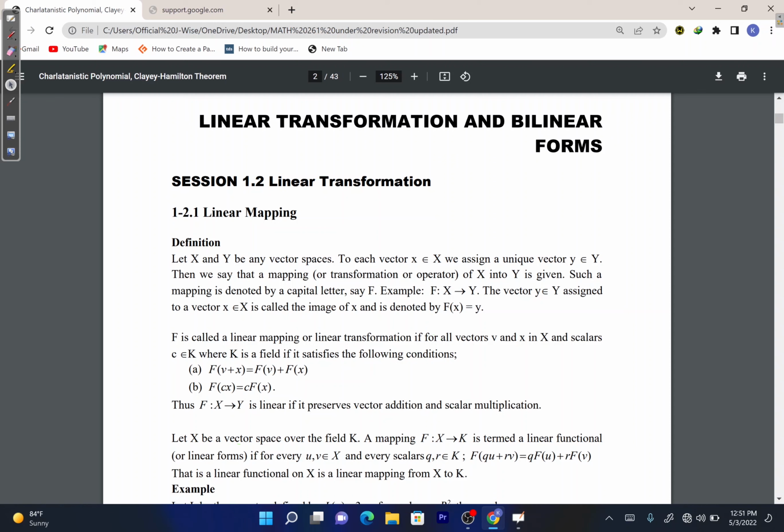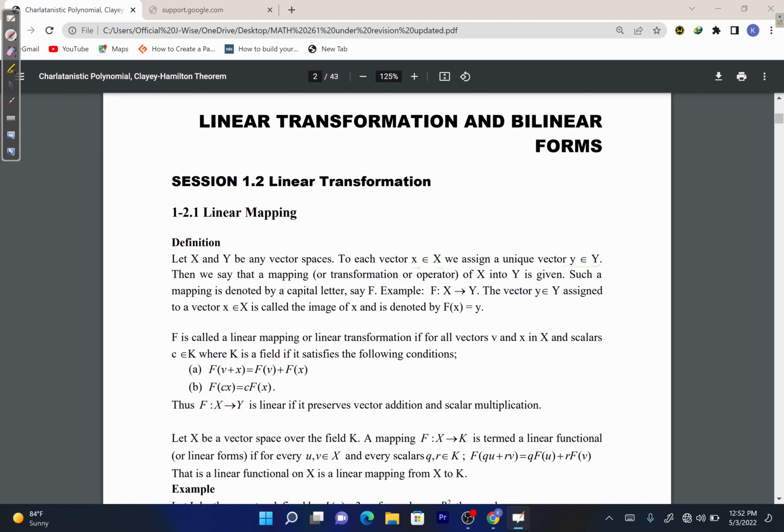So let's consider any two vector spaces X and Y. When we have these two vector spaces, we choose each vector in each of the vector spaces. So you choose x being a member of the vector space X. Then to each x we assign a unique vector y. Then we say that a mapping of X into Y is given.